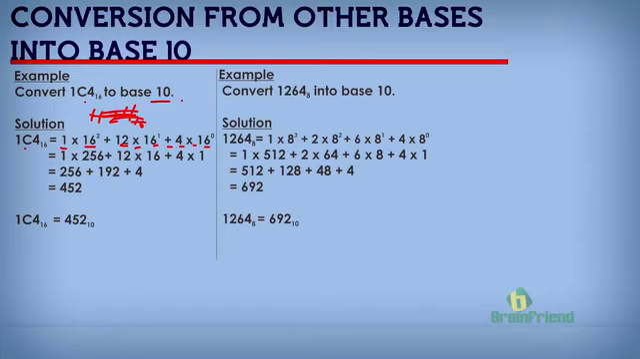It gives us 1 times 256 plus 12 times 16 plus 4 times 1, which gives us 256 plus 192 plus 4. Total giving us 452. So we have 1C4 base 16 gives us 452 base 10 for an answer. Let's do the last one for the conversion from other bases into base 10.